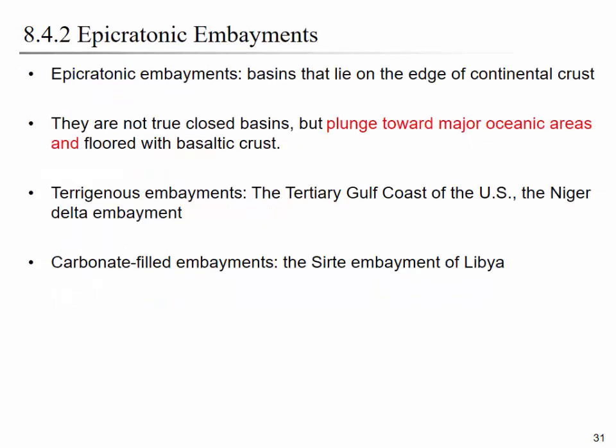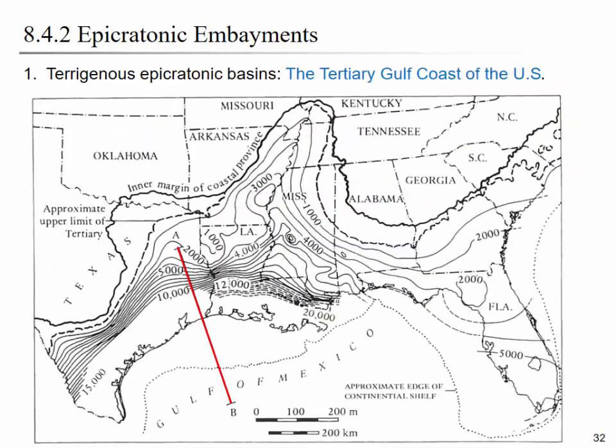And the second type of cratonic basin is the epicratonic embayment. So that lies on the edge of the continental crust, so it's near the oceanic crust. So it has a higher potential for hydrocarbon. And these are the examples, the terrigenous embayment and the carbonate-filled embayment. So one example is the Tertiary Gulf Coast of the US.